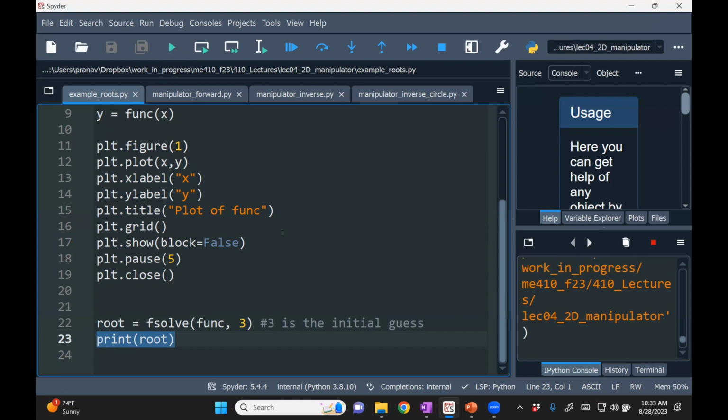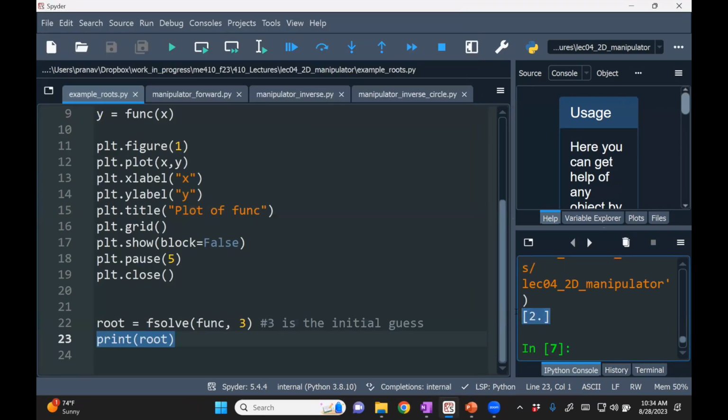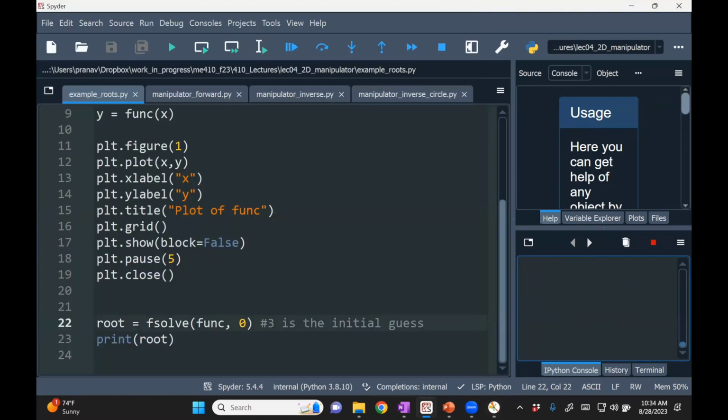So if I run this, that's the plot, the same one I drew. You can see -1 and 2 are the roots, but it also gave me the root, which is 2. Now, there are 2 roots, remember, but it only gave 1 root. So fsolve is designed to give you a single root. If you want to find the other root, you have to give a different initial guess. So in this case, 2 was close to 3, and that's why it gave 2 as the root. But let's try 0 and see what it gives. So it gave -1. So it gave the other root. So depending on where your initial guess is, it will give one or the other root.